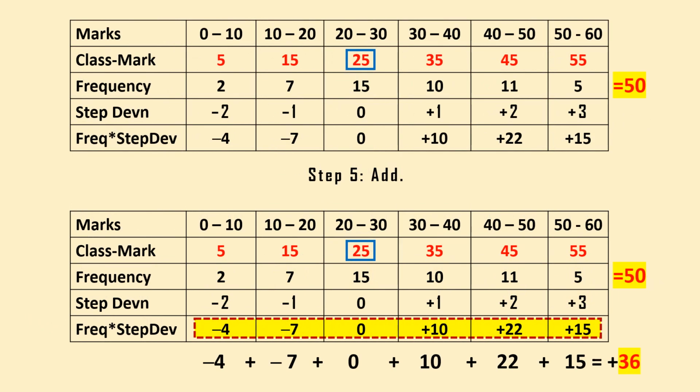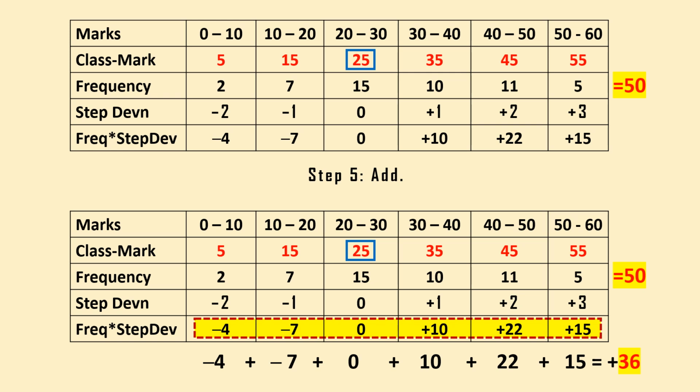Right now what we do? We add the last column, frequency into step deviation, you add, right? So -4, -7, 0, +10, +22, +15. The last field, that is frequency into step deviation, we add. And when we add, we can get either positive or negative. But in this case, we have got +36.